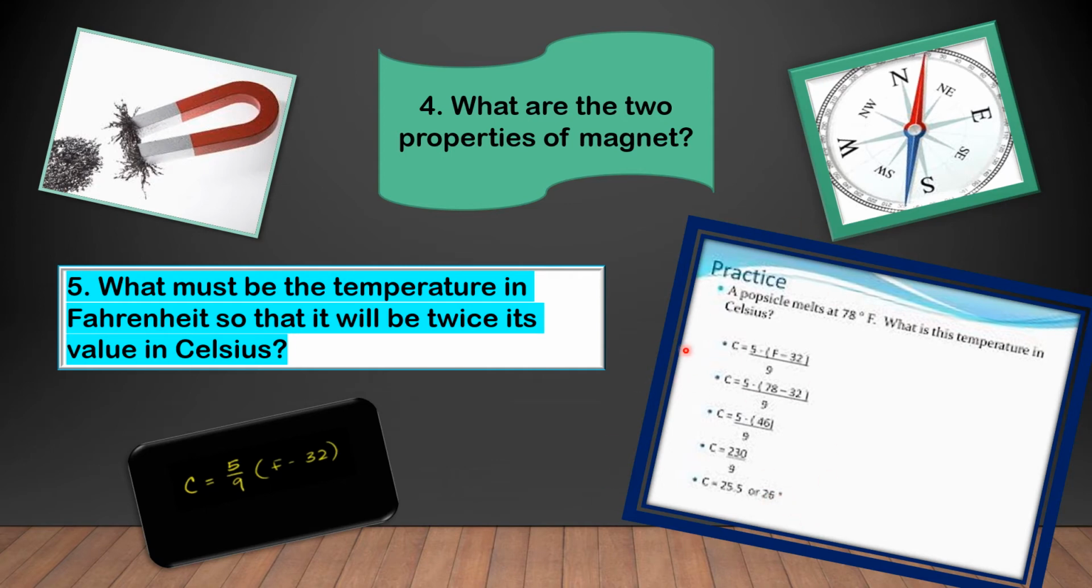So like this, instead of putting the value of F and C, you have to find out here the answer of this sum.